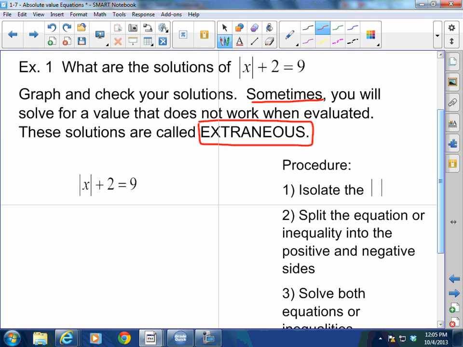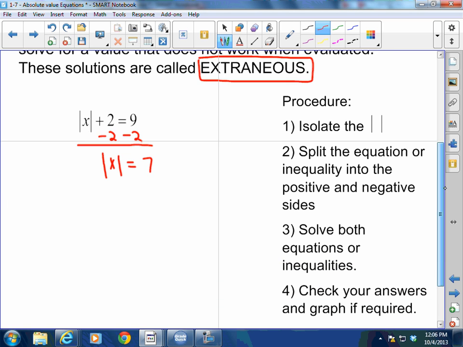Okay, so the procedure here. First step, isolate the absolute value. Is the absolute value alone here right now? No. What's happening to it? It's being added by 2. So I'm going to subtract 2 from both sides, giving me the absolute value of x equals 7.